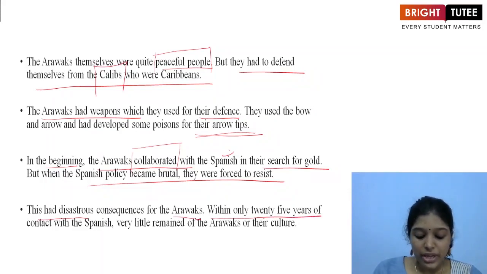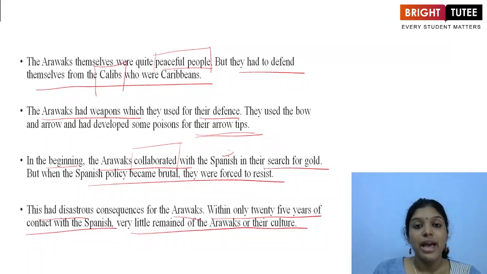Within only 25 years of contact with the Spanish, very little remained of the Arawaks or their culture. As a result, by 25 years of their contact with the Spanish, the Arawaks had come to a very poor state. They had declined and were on the verge of extinction.